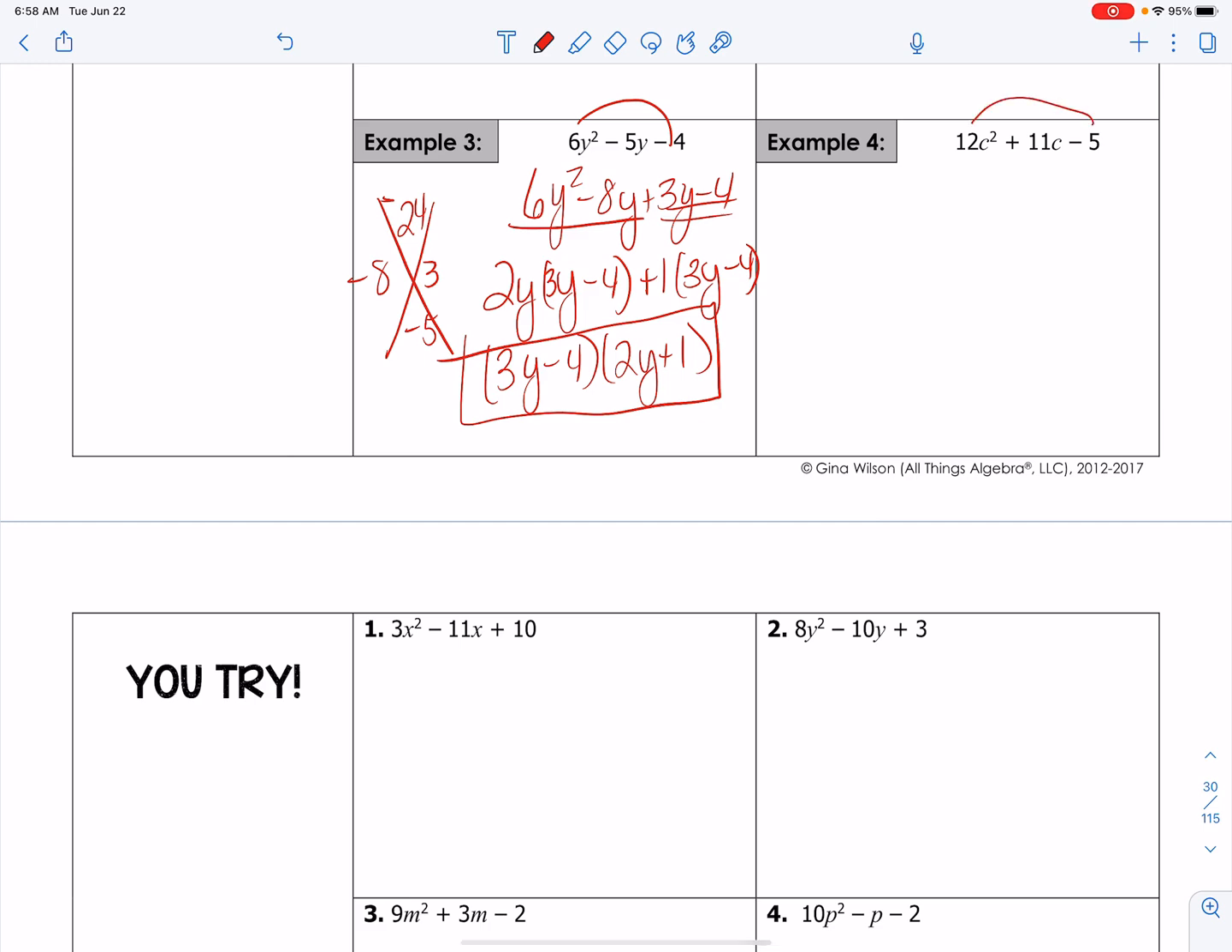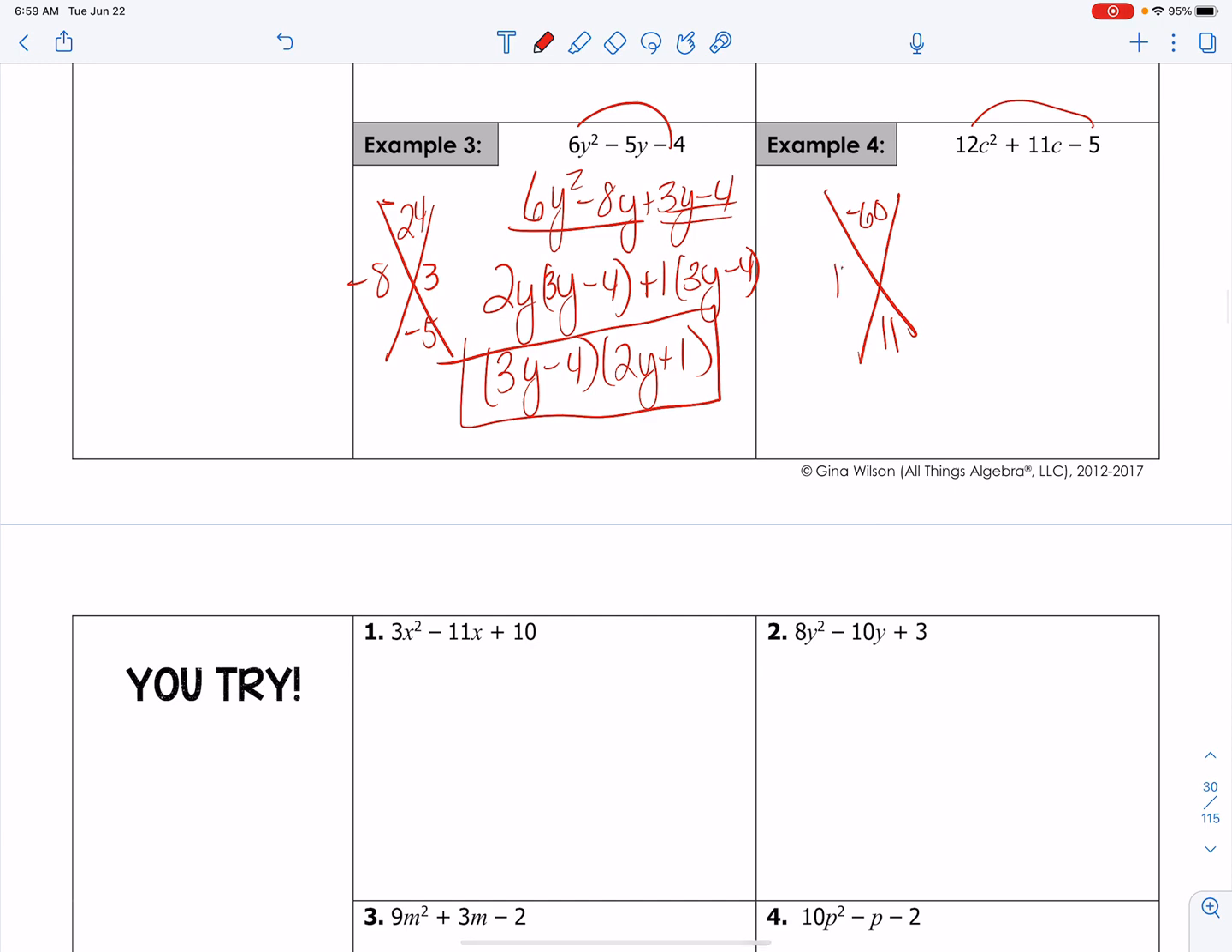Okay. Last one here, you're doing factors of a negative 60 that subtract to 11. So 1 and 60, 2 and 30, 3 and 20, 4 and 15. Oh, there it is, 4 and 15. So 15 and a negative 4. So that would be 12c squared plus 15c minus 4c minus 5.